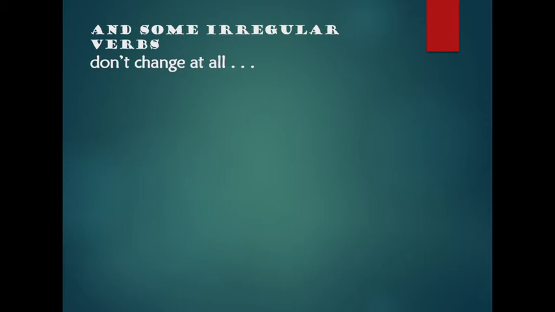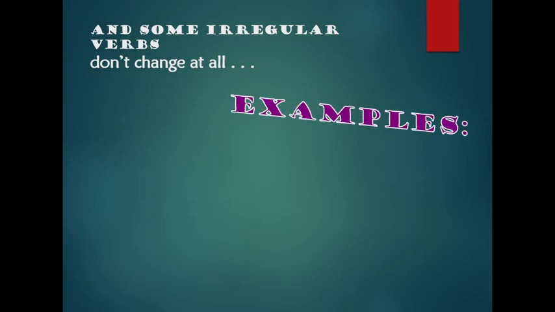Some irregular verbs do not change at all. So the present form is the same as the past simple, the same as the past participle. The three forms are the same. Here, hit. What else? I heard one of you say put, very good. Put. What else? Do you know? Very good. Sit, excellent.